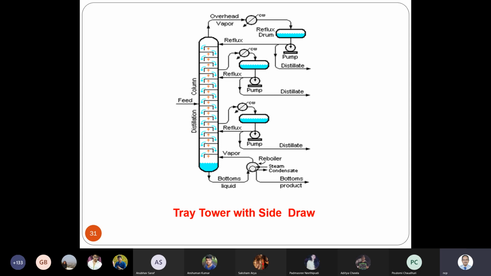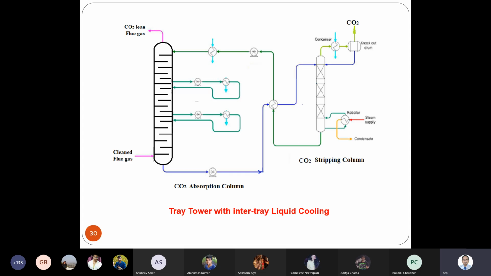Here you will get gasoline, kerosene, diesel, these different products, cuts from different locations of this tray tower. So in this case it is possible to side draw the different streams if you are using these tray towers. It is not possible in the case of a packed tower. That's why these refinery distillation columns are all tray distillation columns.